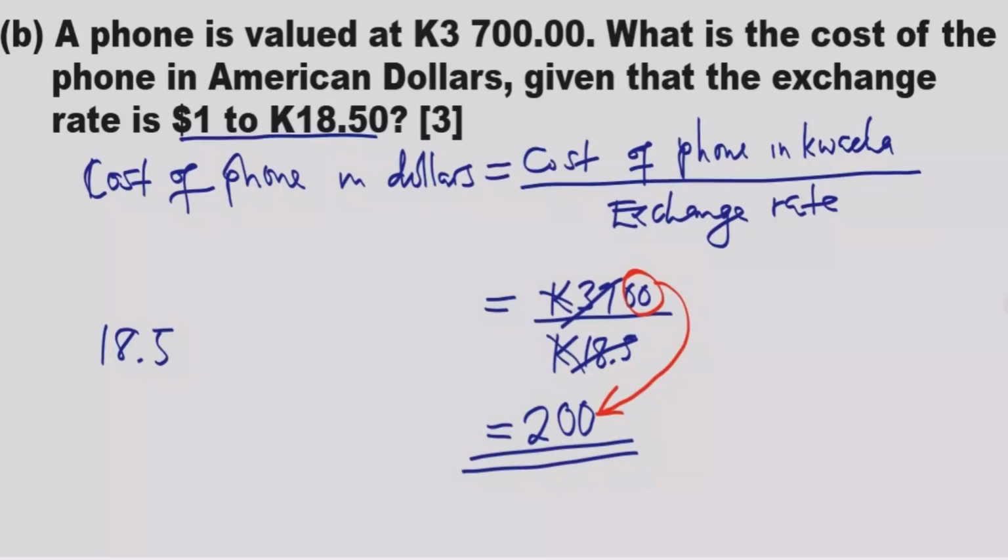Okay, if you have gotten confused anywhere, you can ask me in the comment section. I'll be glad to explain more on this, but this is how you do it. The concept you should understand is that you should never get confused between 18.5 and 18.50.